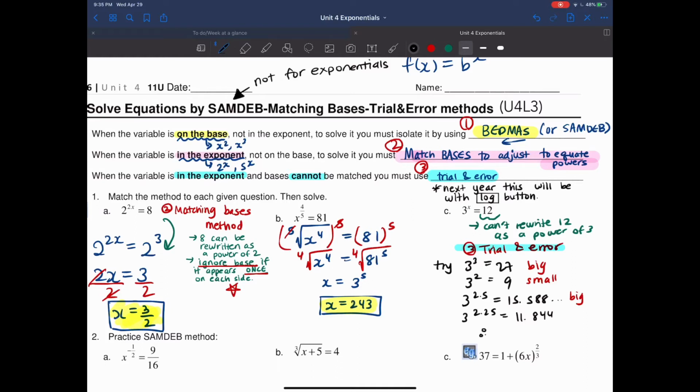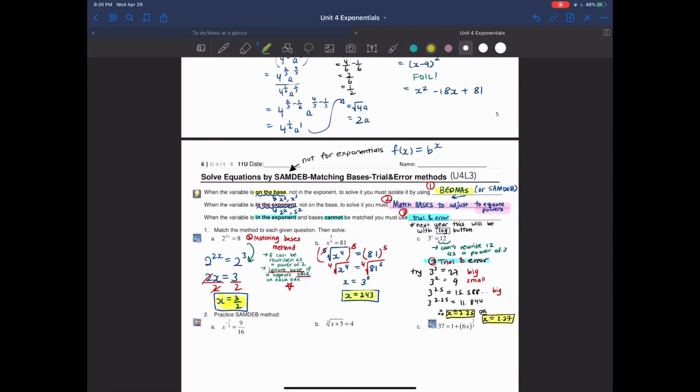And as my therefore statement, I'll write therefore x is approximately equal to 2.25, or you might have picked a different value, like x is approximately equal to 2.27. Right? So you're trying to show your work and kind of justify why you're getting these values and why you're stopping at that point. Okay?